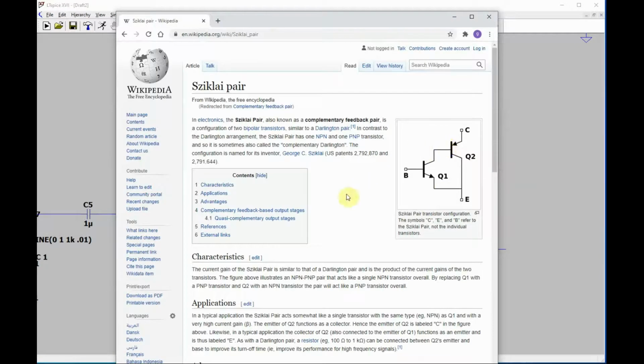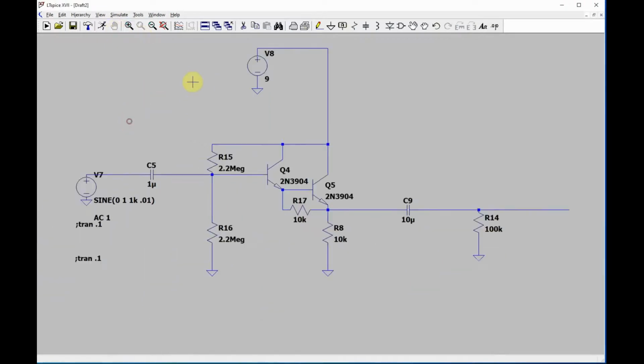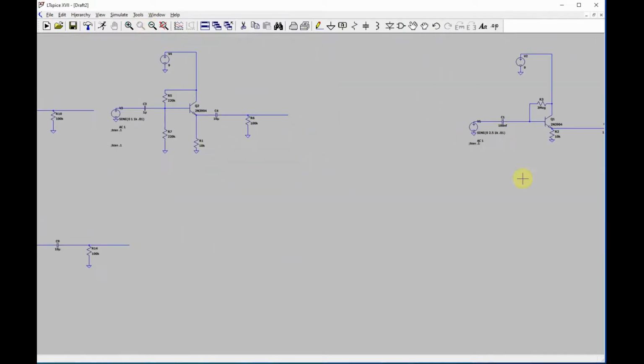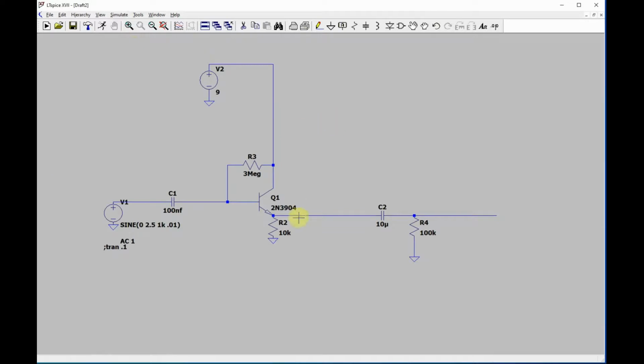There's different configurations. I guess they're kind of similar or the same thing, but I've never built one. I'm sure they function better really than even the Darlington configuration. But anyways, so what's the output impedance here?